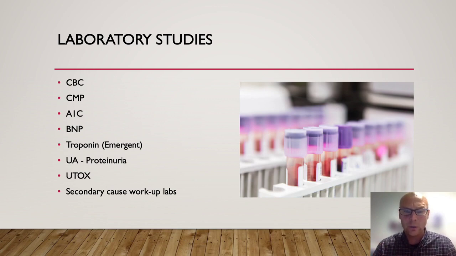BNP, that's going to show you the fluid overload. Depending on the source that you get, if their BNP is higher than 400 or 500, that's usually an indication that they're slightly fluid overloaded. It could be an indication that they're having underlying heart failure in some way. And then we talked about the UTOX, because that can be a cause of elevations in their blood pressure as well.